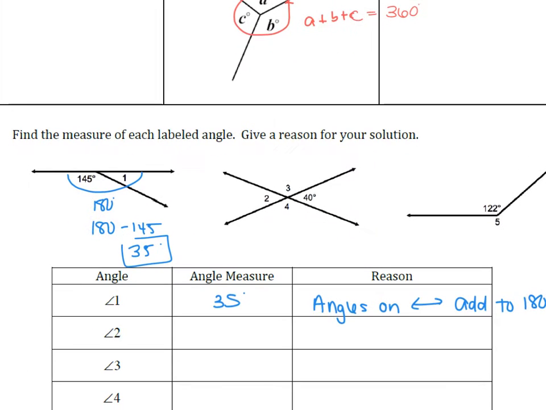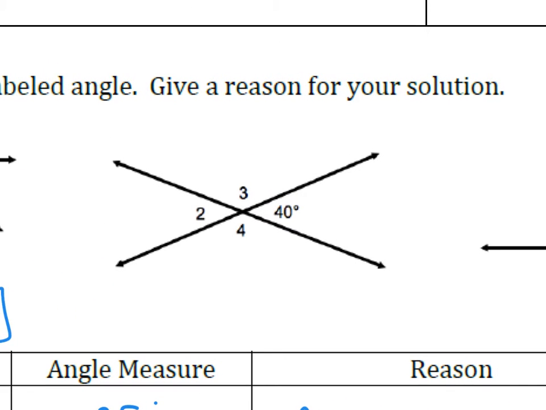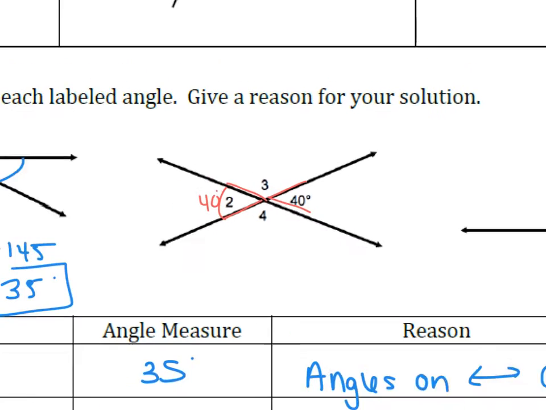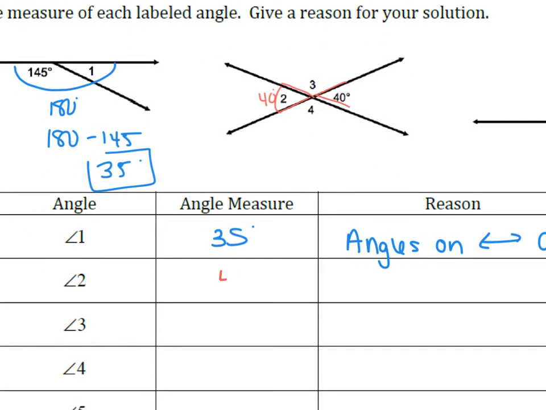Now let's do number 2. Well, if I look at number 2, I have a 40-degree angle here, and I know that 40 degrees has to be where angle 2 is because they are vertical angles. So angle 2 is 40 degrees. And the reasoning is vertical angles.